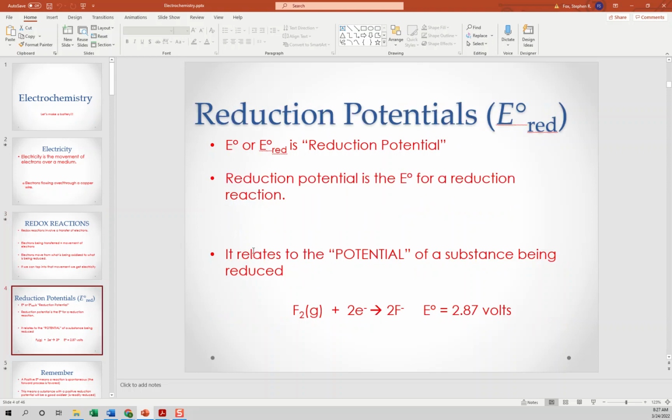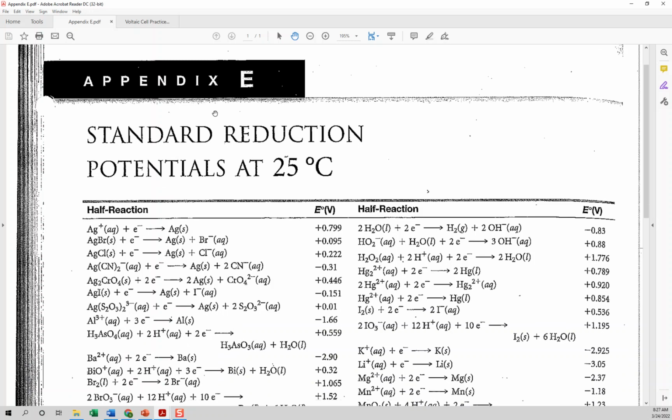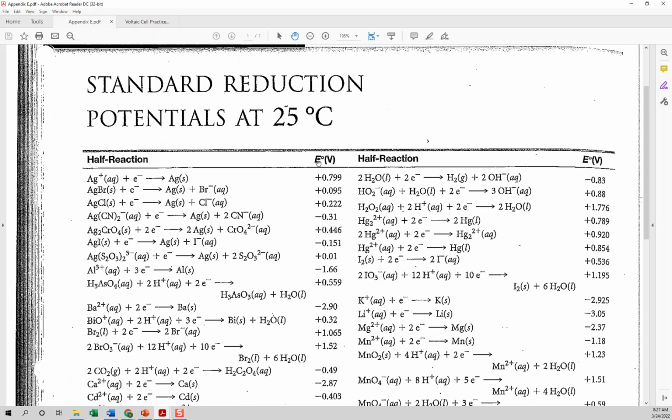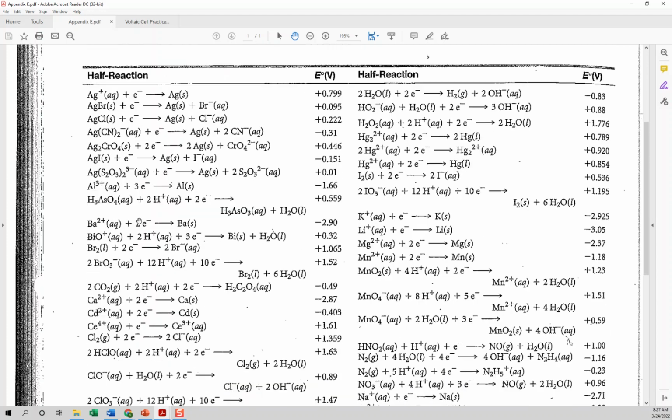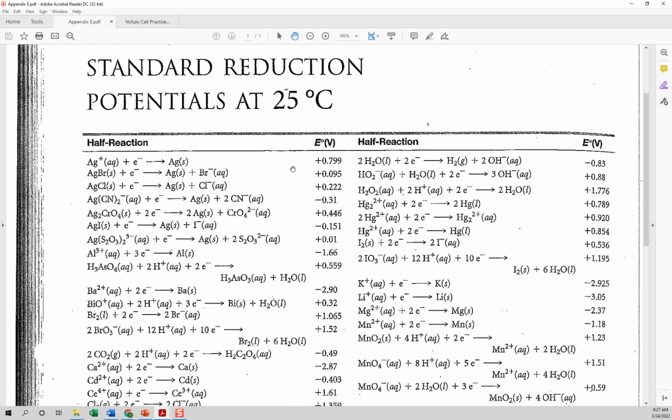All right. So if you look in the back of your book, and I give you a handout, you get Appendix E, which is called standard reduction potentials. And notice it has the symbol E naught. That's cell potential. But if it's just showing a half reaction, all these are showing reduction reactions. These are called reduction potentials. And when you have a positive cell potential, that means whatever is being reduced in these equations is favored to be reduced.